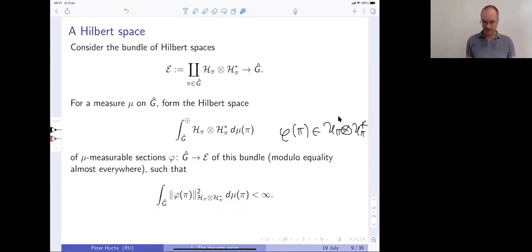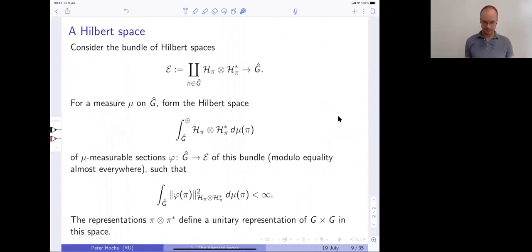Now phi of pi lies in here. This is again the Hilbert space, tensor product of Hilbert spaces. It's actually isomorphic to the Hilbert-Schmidt operators on H pi, so this can also be seen as the Hilbert-Schmidt norm of phi of pi, and that is a space on which G times G acts.